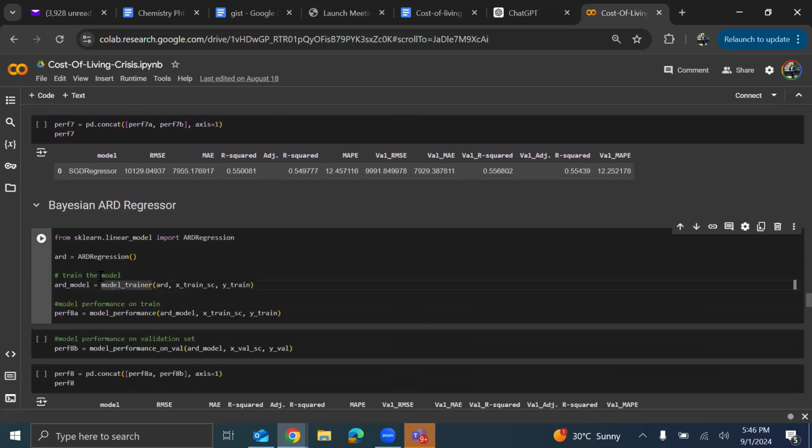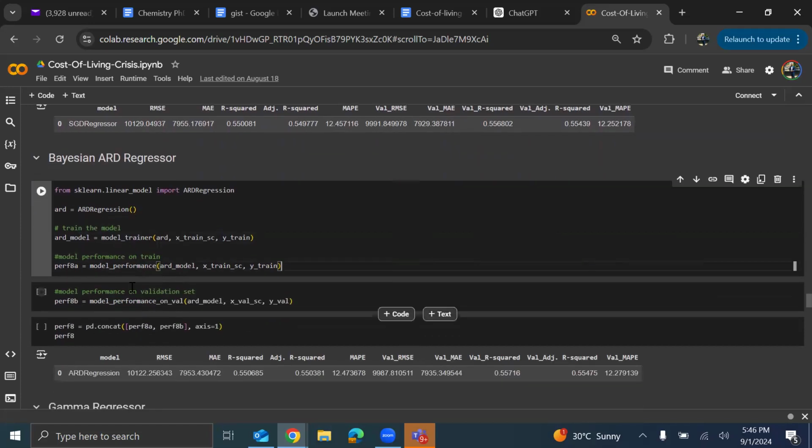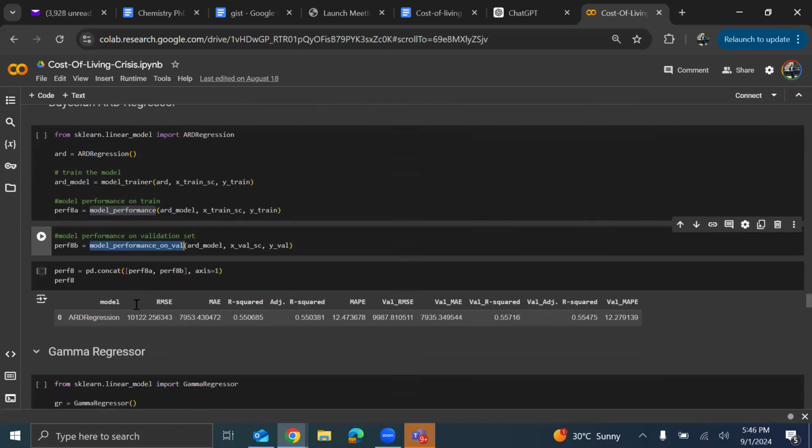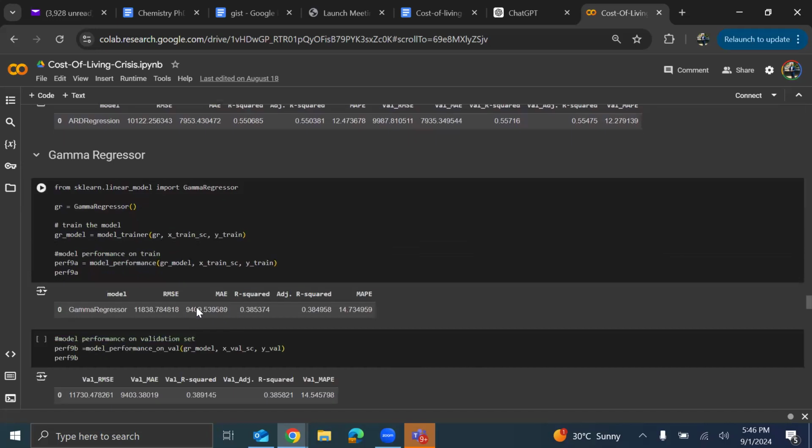Since we already have a function, we are just calling the function, right? So this trains our model, this checks our performance, right? We have another function called model performance on validation. It's simply the same thing as model performance, but the only difference is it is done on the validation set. That's all we did.